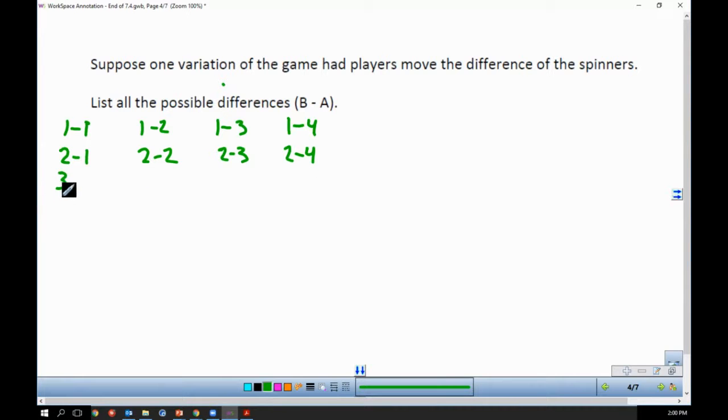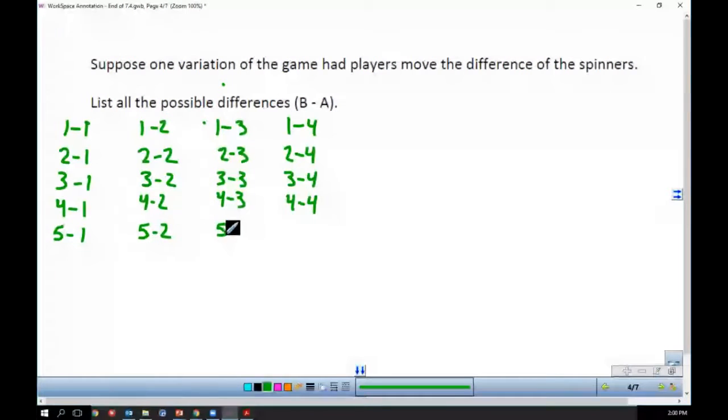And the next one. Remember, spinner B goes in front. Then to the next one. Then the next one. And the last one.